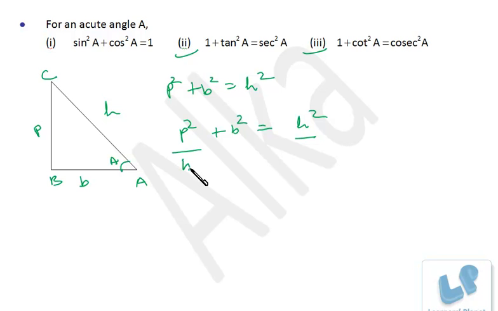So it's p square by h square, b square by h square, h square by h square. P square by h square, that is perpendicular by hypotenuse, so it's sin square A. B square by h square, that is base by hypotenuse, cos square A, and that's 1. So these 3 are very important relationships among the 6 trigonometric ratios. You must know that, right? Just write them 3 to 4 times, so that all these will be set in your mind.